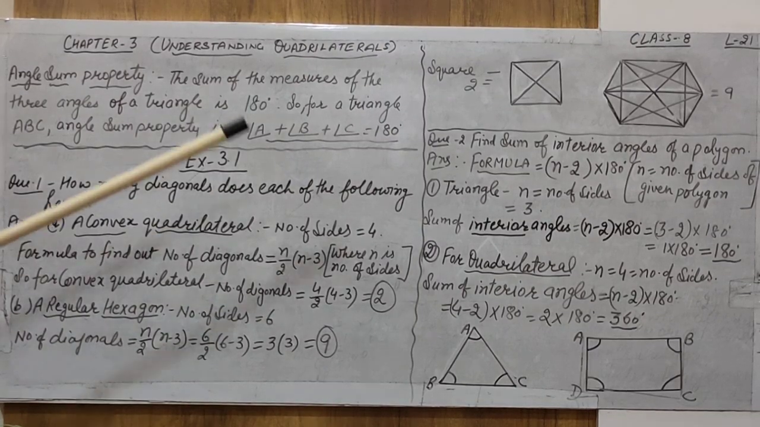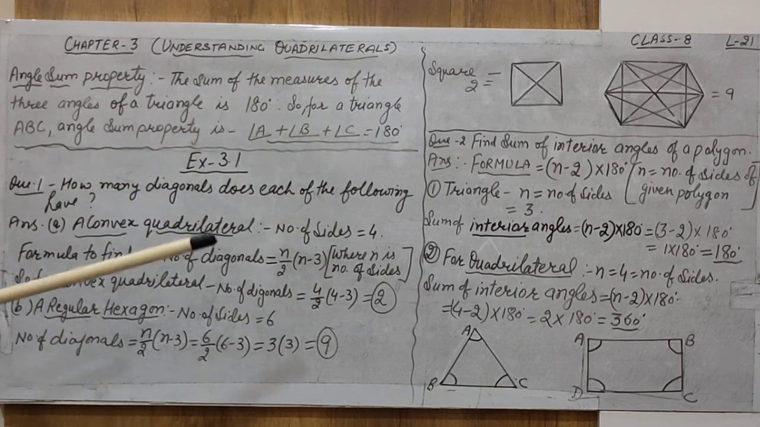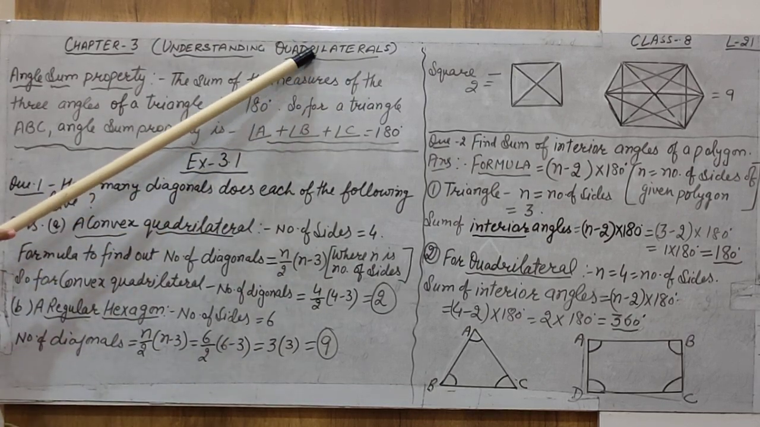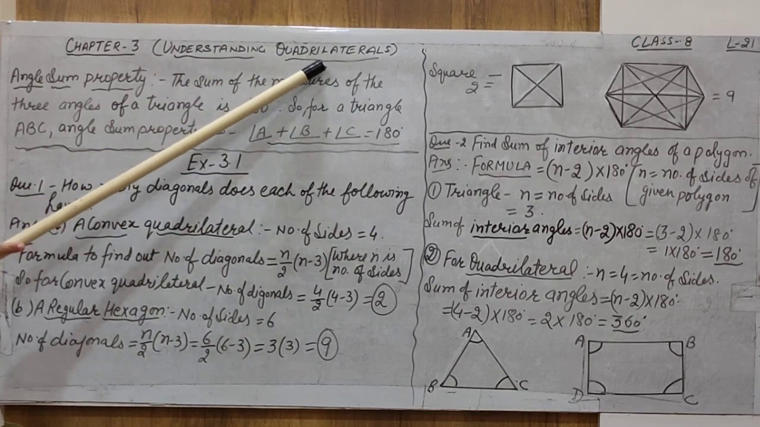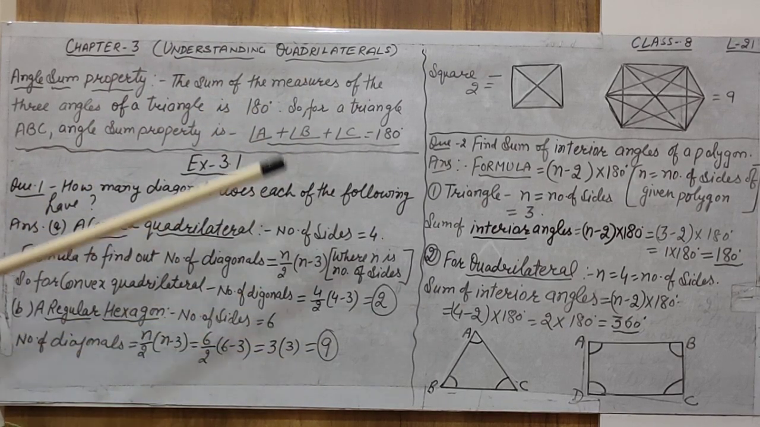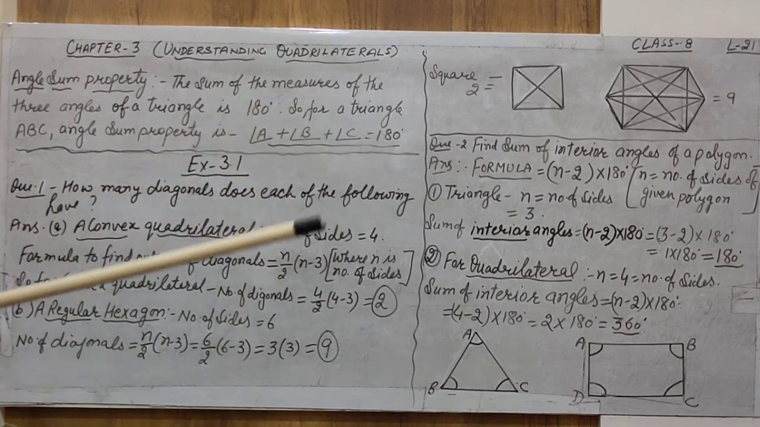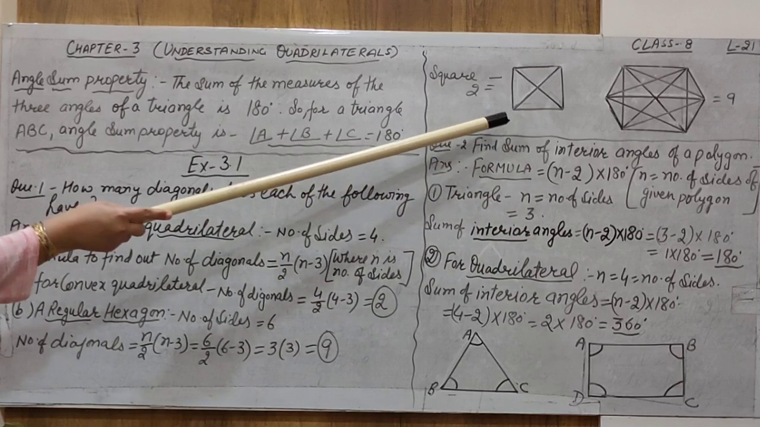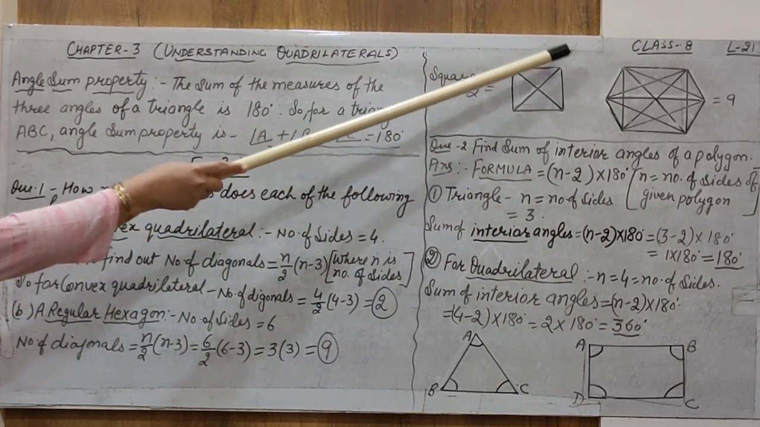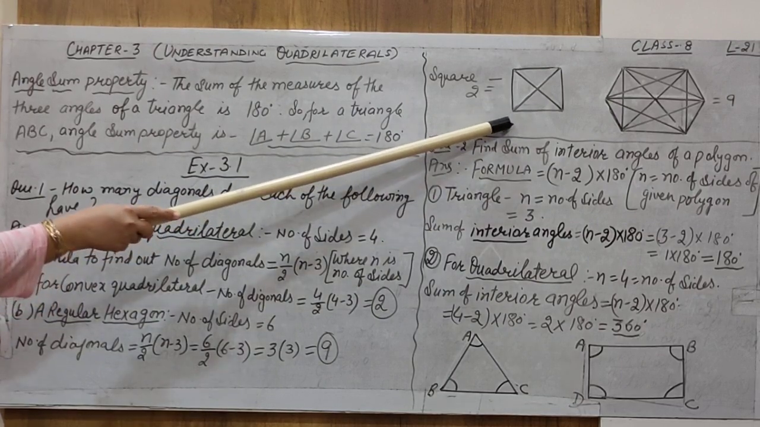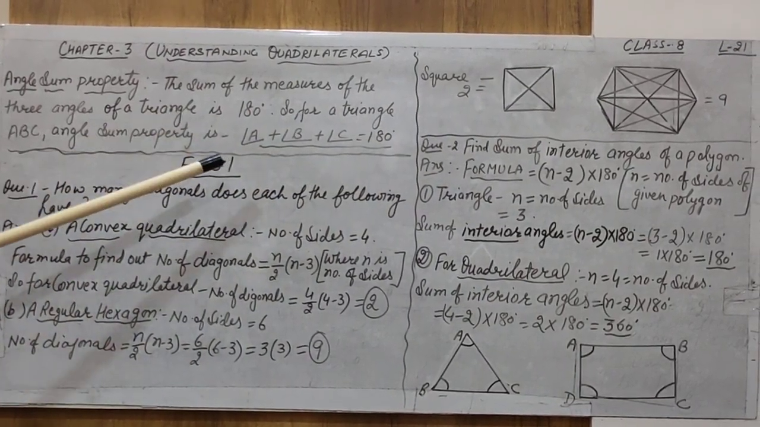Students, yesterday we were discussing understanding quadrilaterals, the basic definitions of polygons, starting with the plane curve and after that polygons. What are polygons, which we have to discuss in the understanding quadrilaterals chapter? Polygons are closed figures made by line segments. Then we discussed the classification of the polygon.